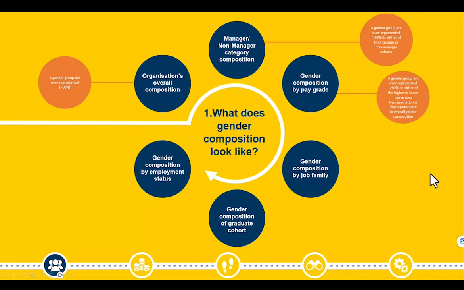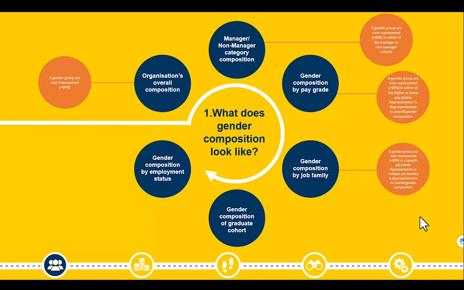And again, we're going to be looking at that 60% threshold for gender composition by pay grade, but we're particularly going to pay attention to the highest pay grade and the lowest pay grade, and that's because that feeds into the gender pay gap. And we're going to be talking a little bit more about how composition is linked to pay gaps shortly. And for gender composition by job family, we're going to look again at that 60% threshold. And we're also going to look and see whether any gender group is disproportionately represented across multiple job families.